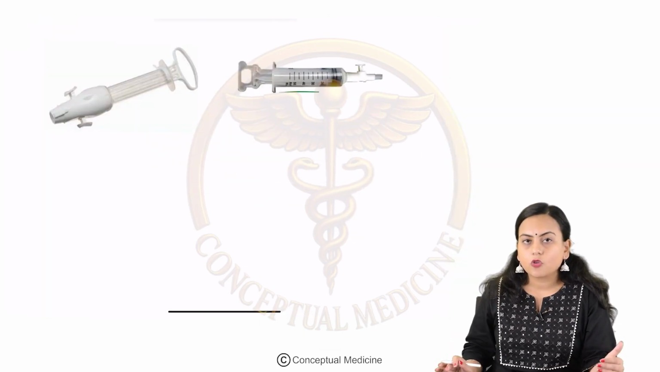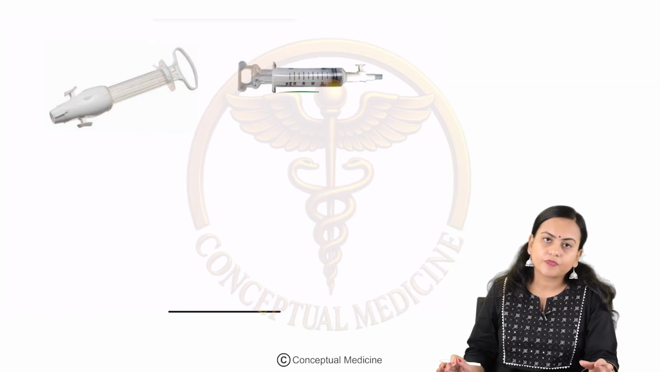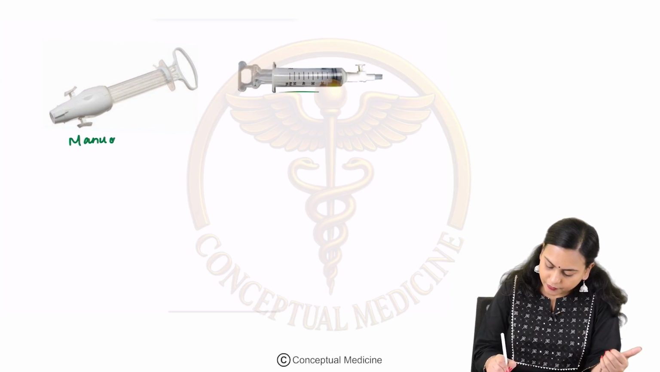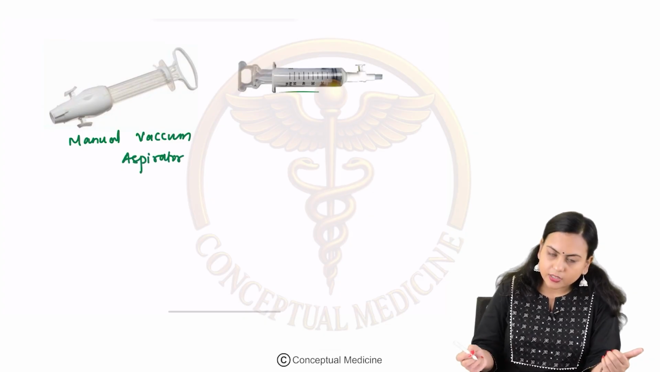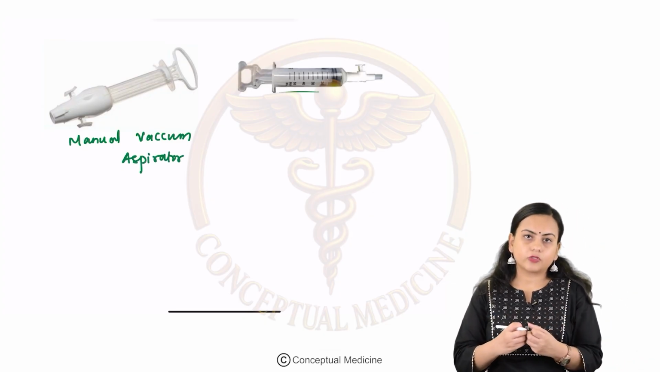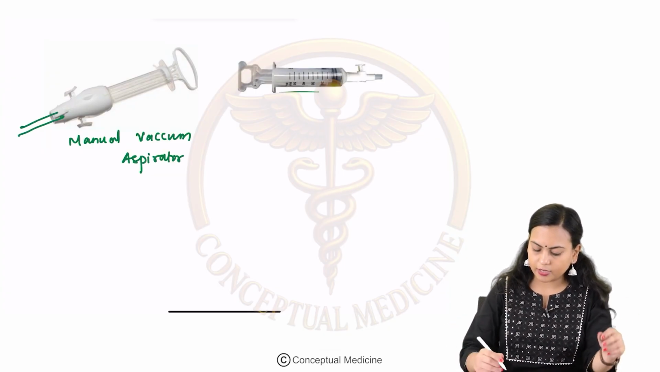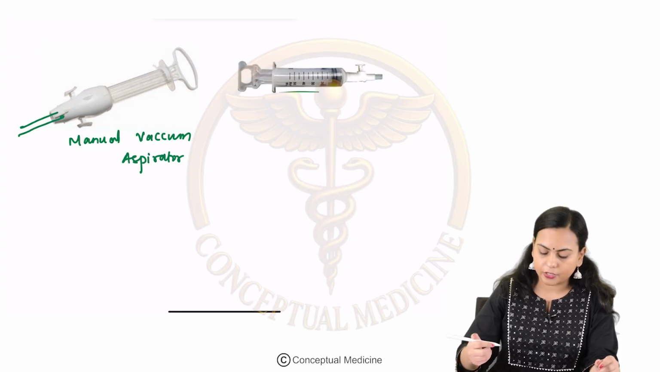The other two methods of termination of pregnancy in the first trimester are manual vacuum aspiration and menstrual regulation. So, this is a manual vacuum aspirator. In this, just like how we connect the cannula to the suction apparatus, we will be connecting the cannula here to the manual vacuum aspirator, and we will be giving a pressure.